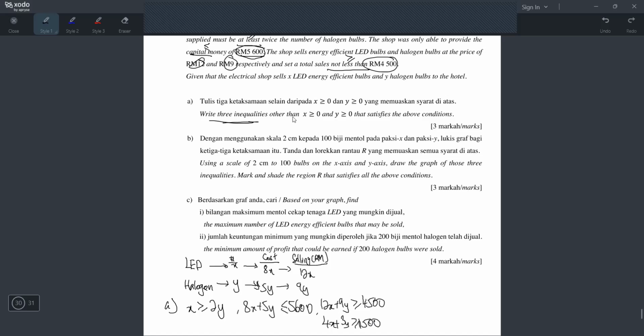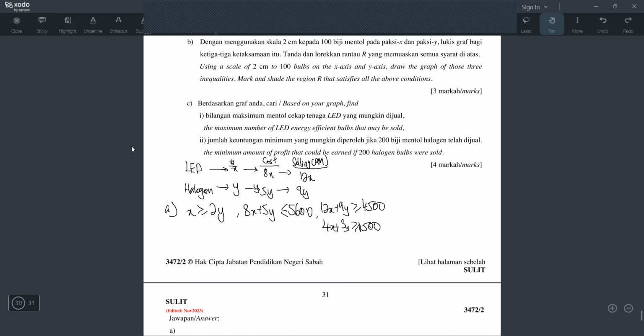All right. So write three inequalities other than X bigger than 0, Y bigger than 0. What does this mean? It means X and Y must always be positive, because X and Y are the number of bulbs. That's why it has to be positive, right? Because a number of items cannot be negative. Okay, now do B. Using a scale of 2 cm to 100 on the X axis and Y axis, draw the graph of those three inequalities, mark and shade the region R.